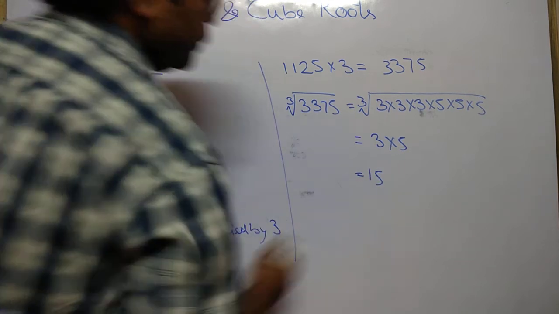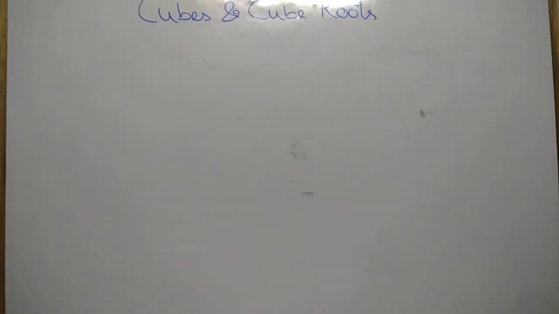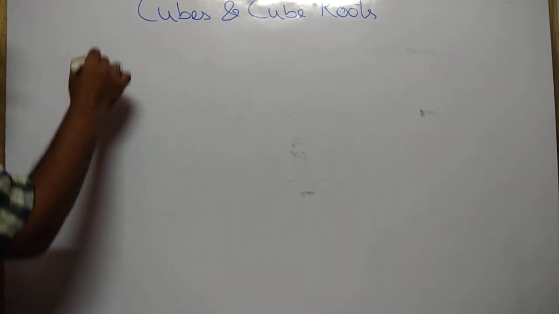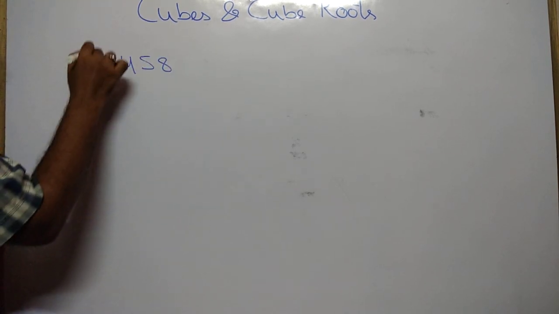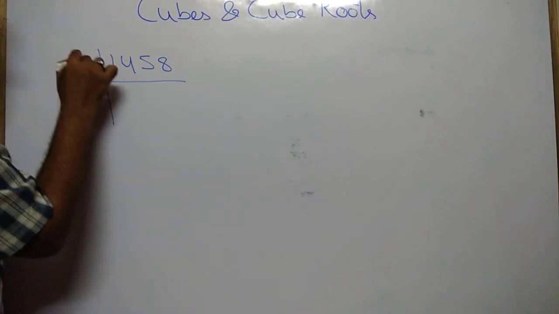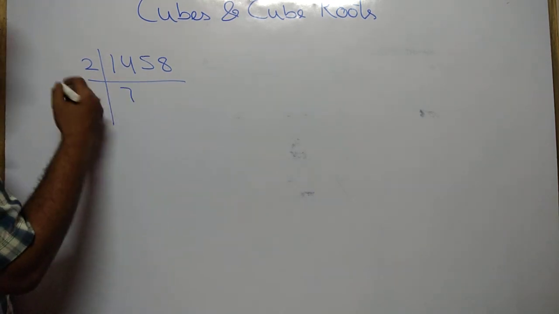So hope this one is clear to you. Likewise, you have to find the other questions. One more question for division. In this question it says to find the number by which we divide this number so that the quotient is a perfect cube. So first we find the prime factorization as it is, as we discussed in the last question.